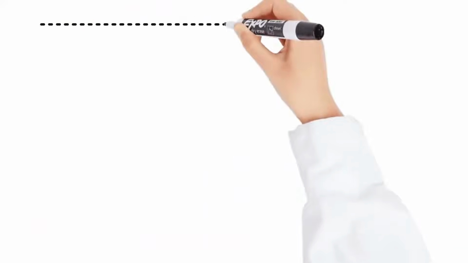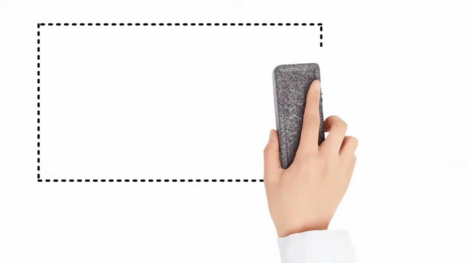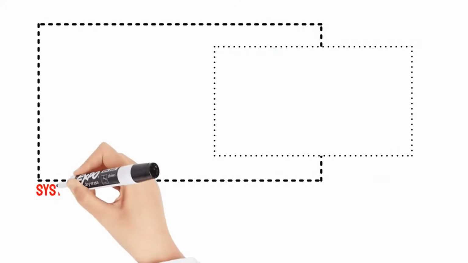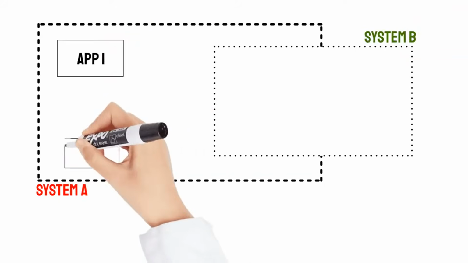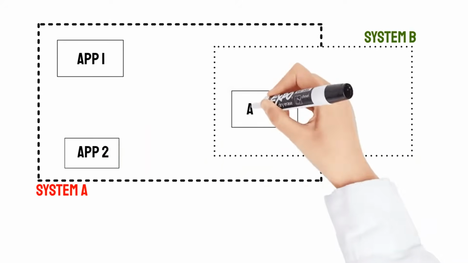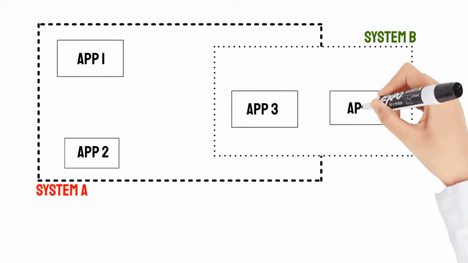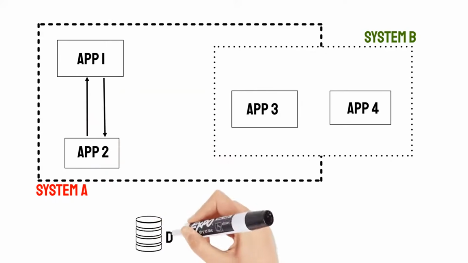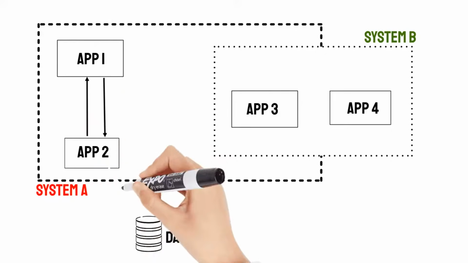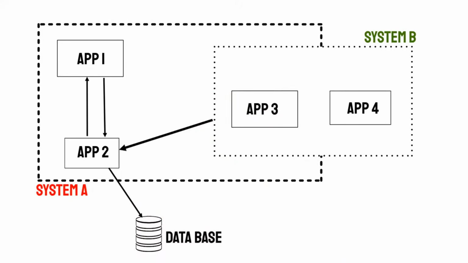A system diagram could look something like this. Here we can see 2 systems, System A and System B. System A consists of application 1 and 2, and System B consists of application 3 and 4. As you can see, application 1 and 2 both can access each other, and application 2 has access to the database. And you can see System B has access to application 2. That's a traditional system diagram.